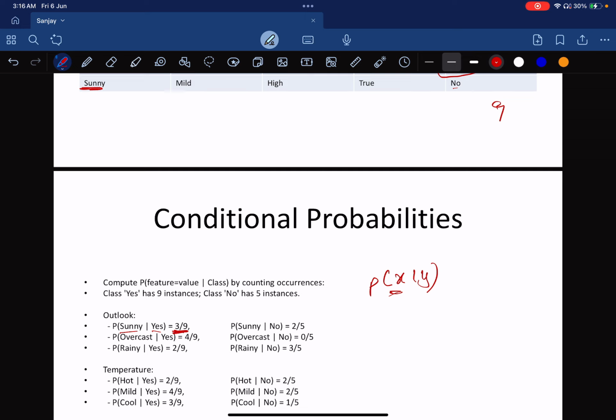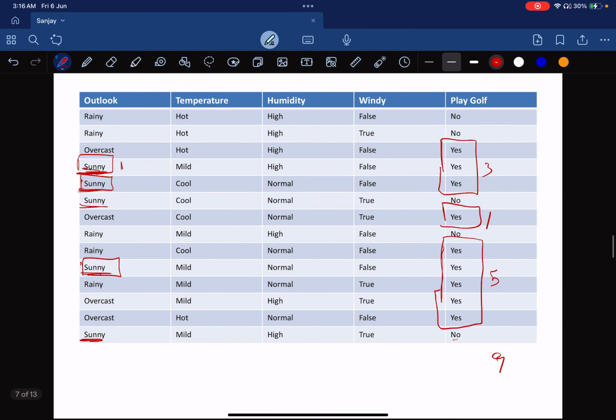Similarly, we find the probability of overcast given yes. Here it is the same. There are 9 yes's, right? What is the probability of overcast occurring in these yes's? In this, there is one overcast, and again an overcast, and again another overcast, and another overcast. There are 4 overcasts in this yes circle.